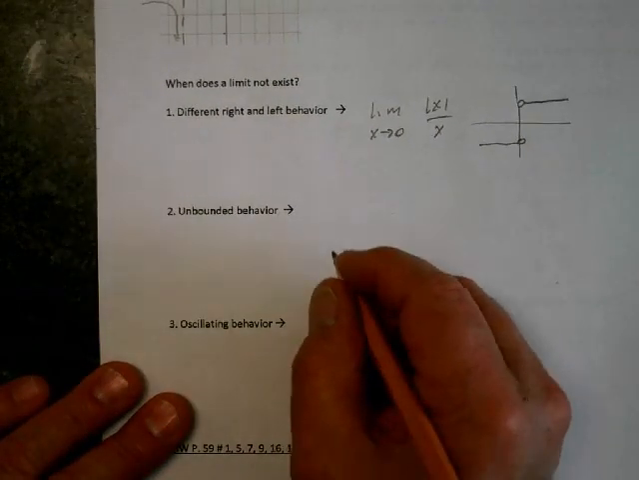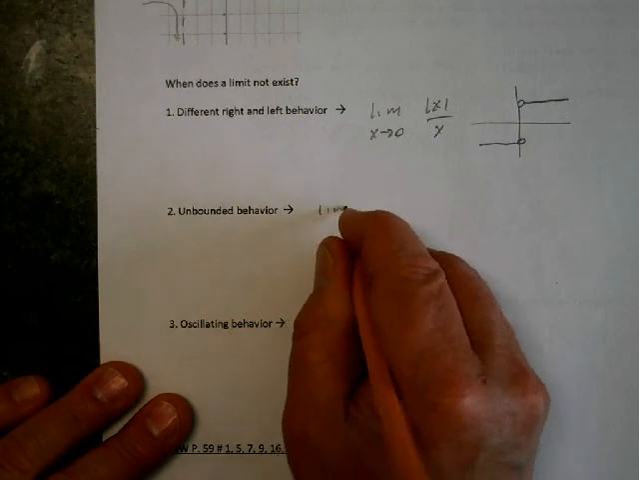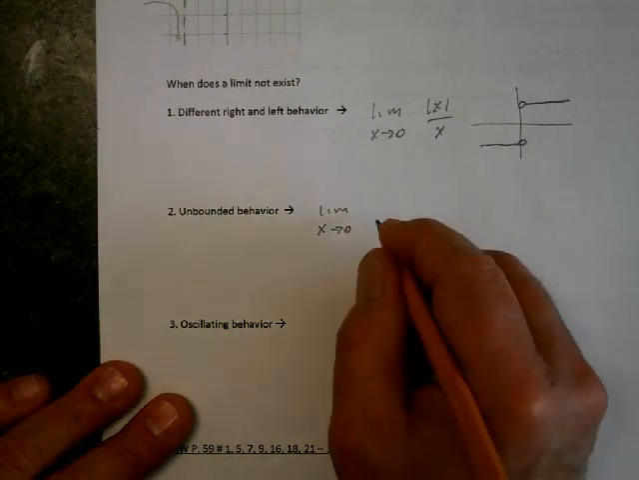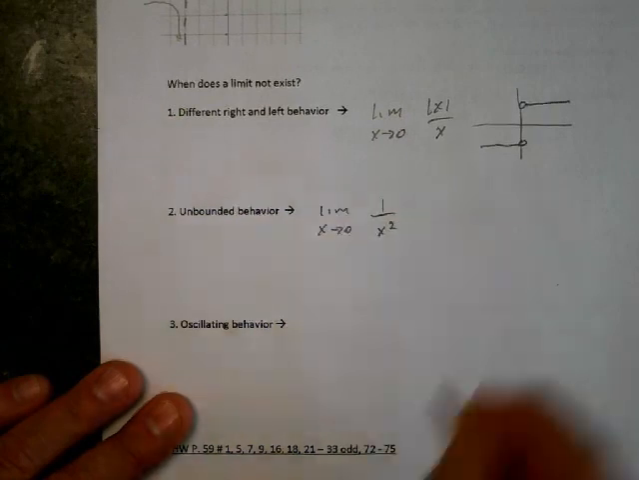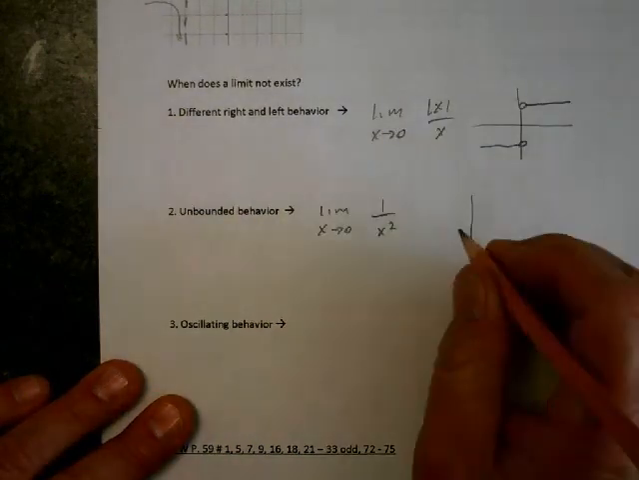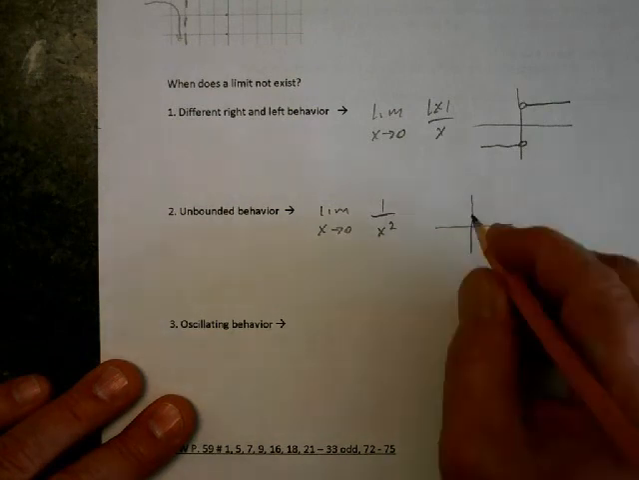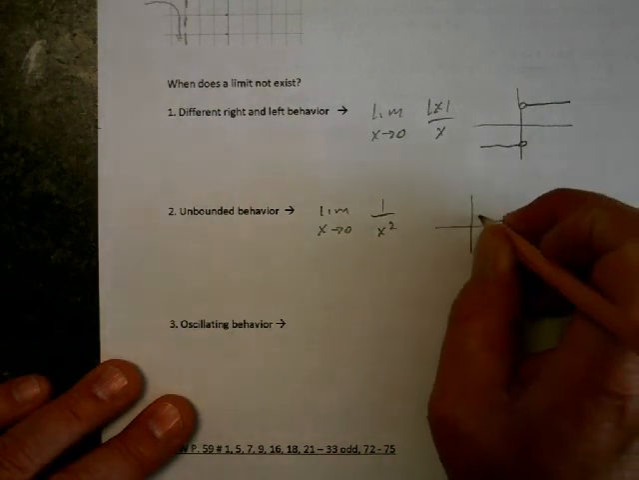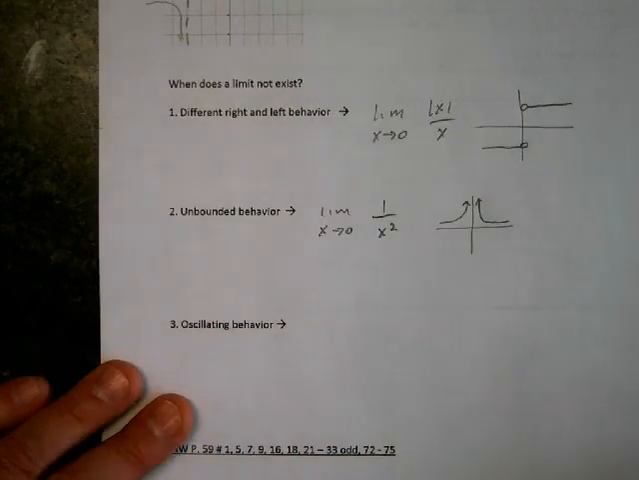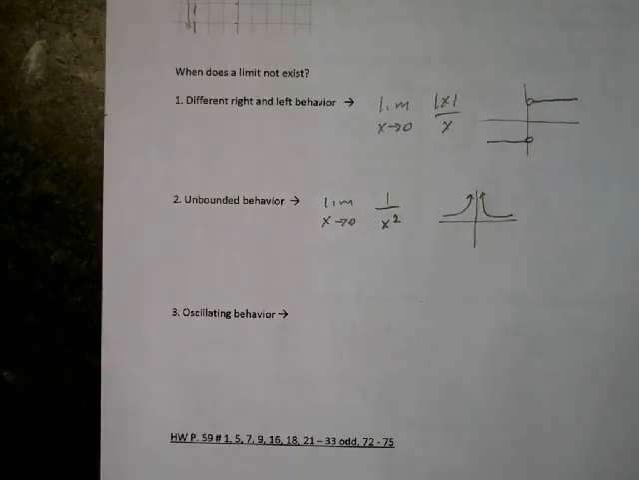Another example when it doesn't exist is when we have unbounded behavior. Here's an example of that. The limit as x approaches 0 of 1 over x squared. Now you know that it's undefined right there at 0, because 1 divided by 0 is undefined, but what your graph is going to look like is this. It's not bounded.